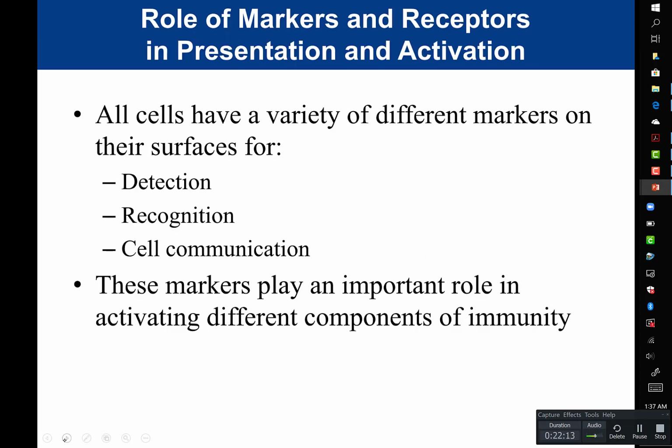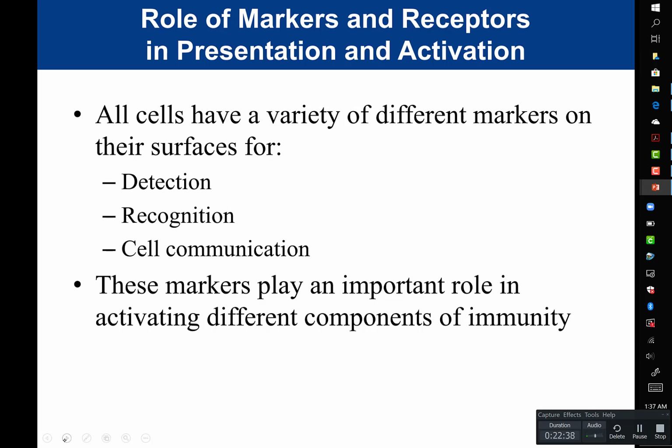All cells have a variety of different markers on their surface that are used for a variety of purposes. One, they're used for detection. So detecting whether the cells are self or non-self. They have different markers for recognition. So again, is it self or non-self?